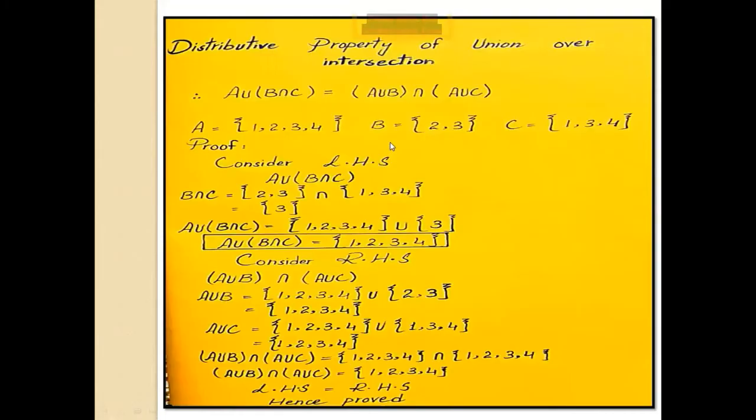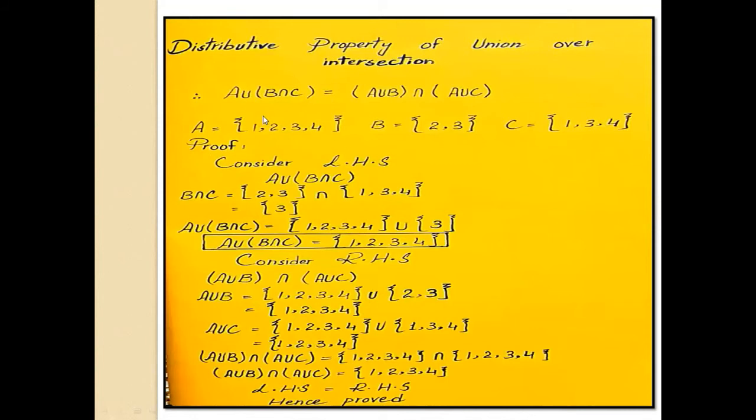Now this is the distributive property of union over intersection. This is property number 5. The distributive property of union over intersection is A union (B intersection C) is equal to (A union B) intersection (A union C), taking set A equal to 1, 2, 3, 4, B equal to 2, 3, and C equal to 1, 3, 4. We are using the heading proof instead of solution.